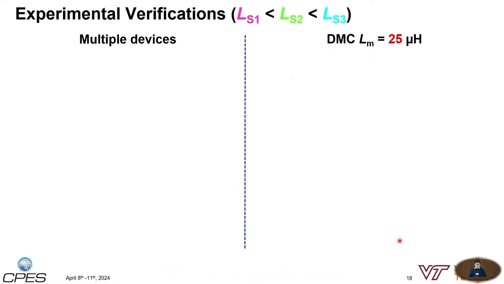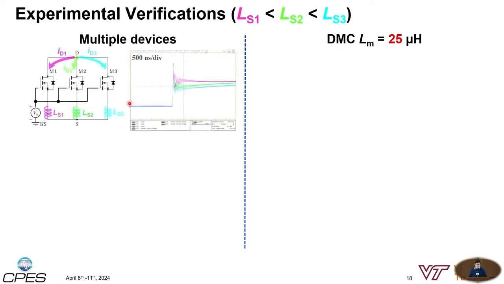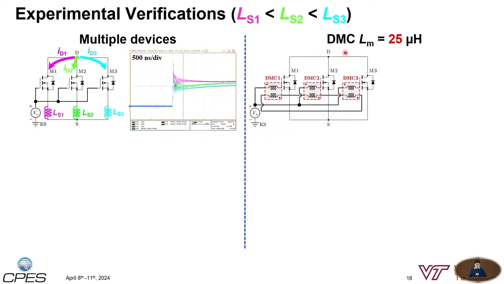The proposed method can also be used for the multiple devices case, where the three inductances, LS3 is larger than LS2, larger than LS1, and the original waveform is shown on the left-hand side. After we adopt our solutions, the DMC of Lm equals 25 microhenry. In the structure we're using, all of the primary sides are connected to the MOSFET gate, and the other side is connected to the common gate voltage source. The secondary side windings are all in series, which forces all of the gate current to be balanced among multiple devices.